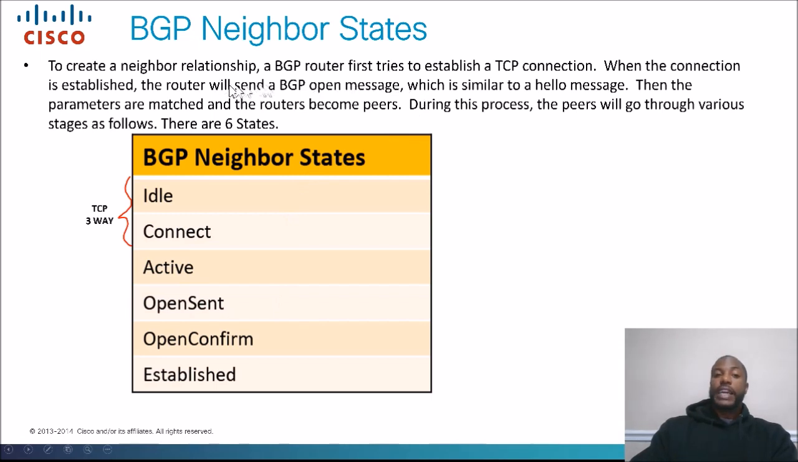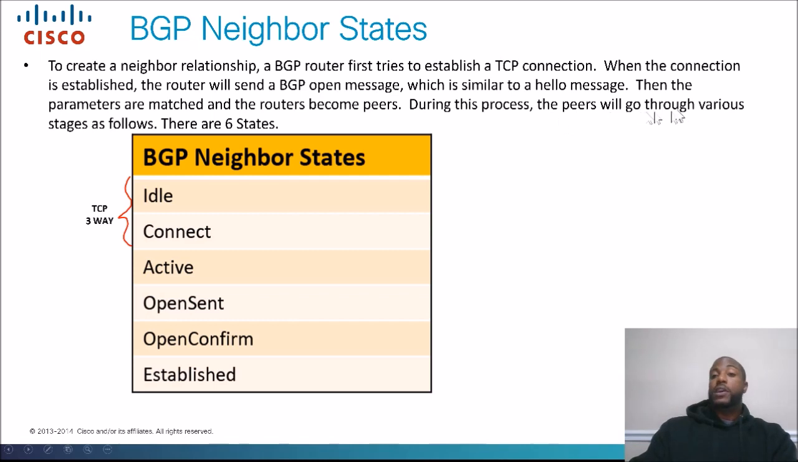But anyways, it will send a BGP open message after the TCP three-way handshake is established, which is similar to a hello message. You know what a hello message is, right? In EIGRP and OSPF, it's the hello messages that we send. These are called the open messages for BGP. There's also keepalives and other stuff like that. We'll get into that. But anyways, then the parameters are matched, and then routers become peers. There are several parameters such as hello and dead timers and things like that. We'll go into that as well.